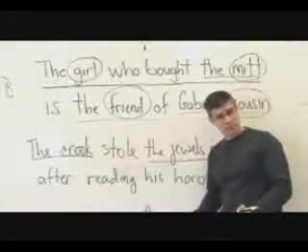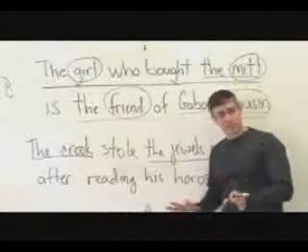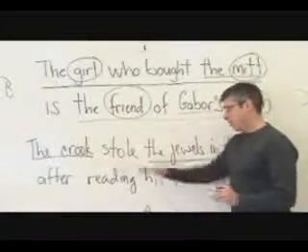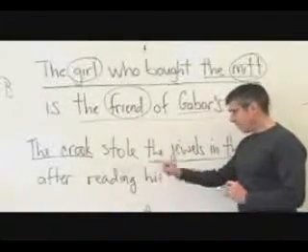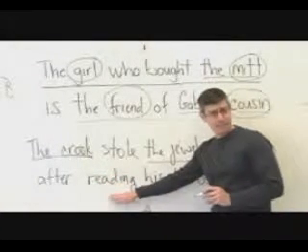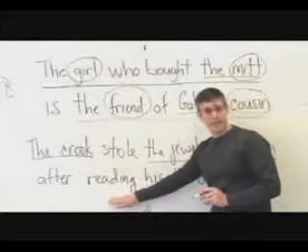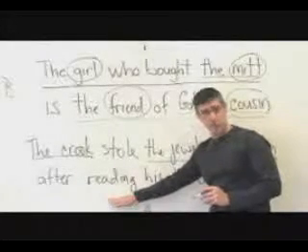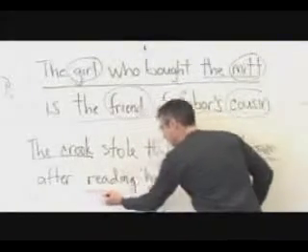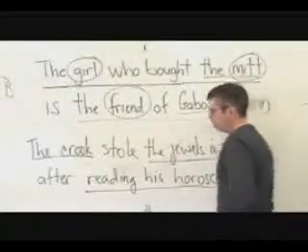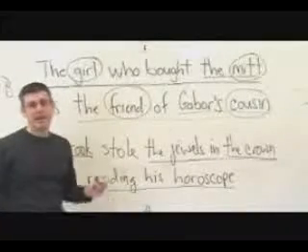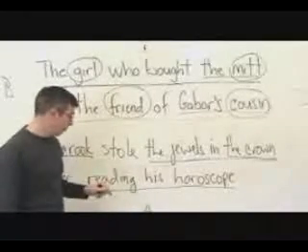Prepositional phrases can never function as nouns. They function only as adjectives and adverbs. But what is the object of the preposition after? And we're going to see that the object is in fact reading. After reading, which tells us that reading is a gerund. It is the ing form of a verb functioning as a noun. And reading his horoscope is therefore another nominal phrase. After what? After reading his horoscope.